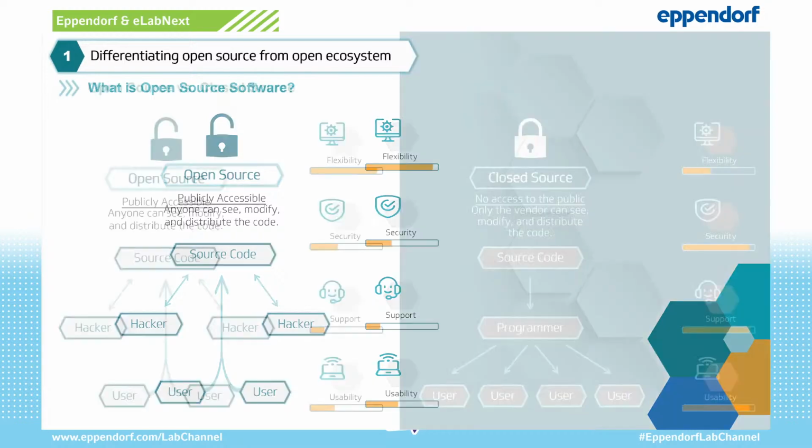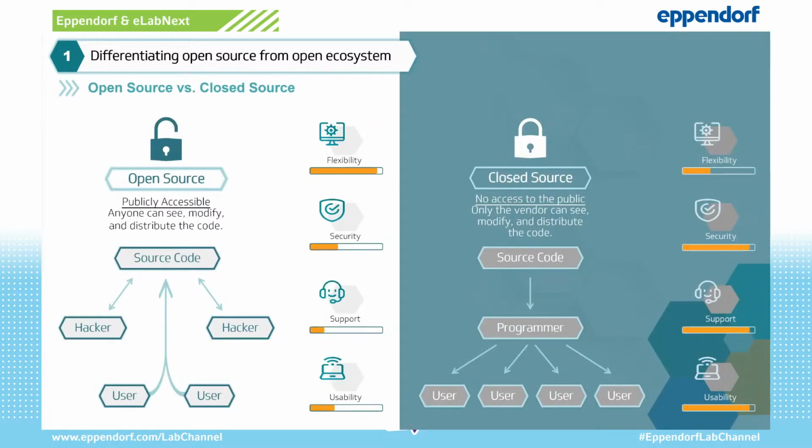So when we compare both of these scenarios, we have learned about open source and closed source softwares. We know that flexibility is high on an open source software, low on a closed source software. We also see a difference in security, support as well, and the usability is also very different here.